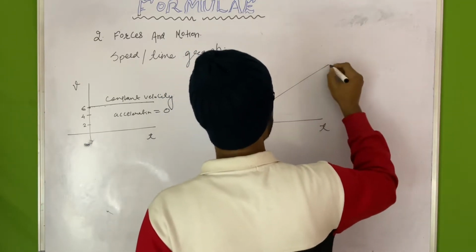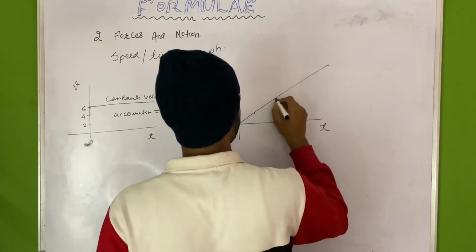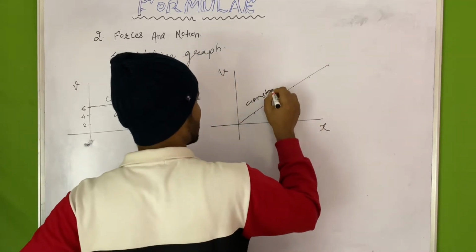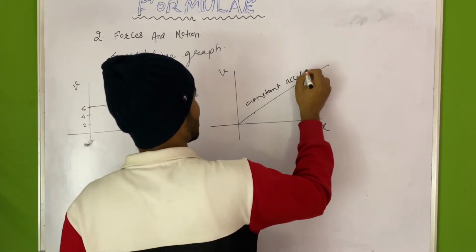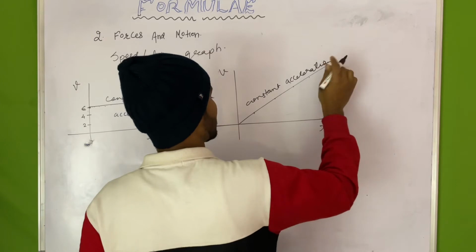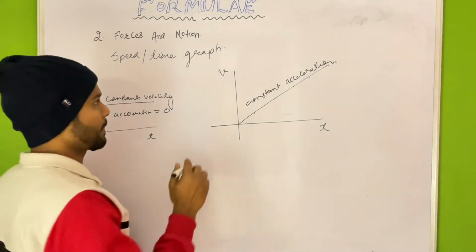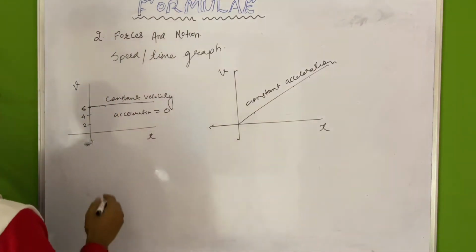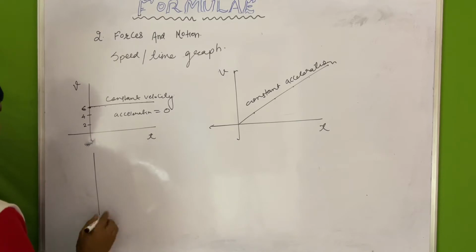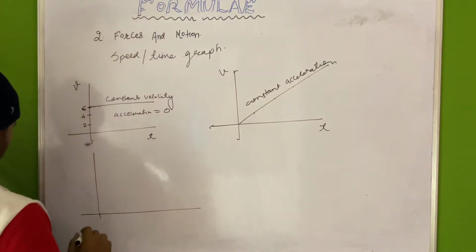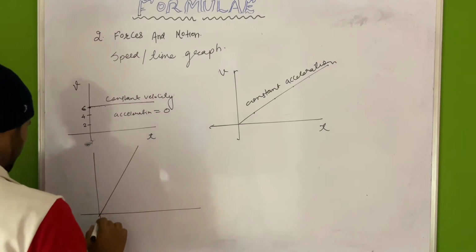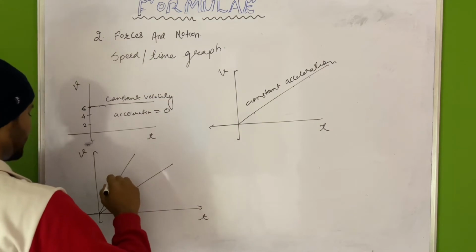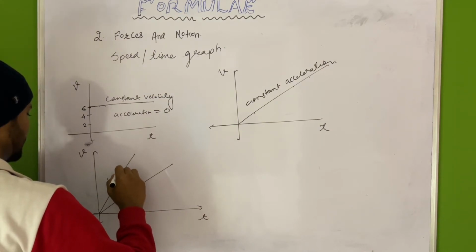Not this curve. This is our graph for constant acceleration. Or we can say it uniform acceleration. Then graph number 3rd. This is steady acceleration.